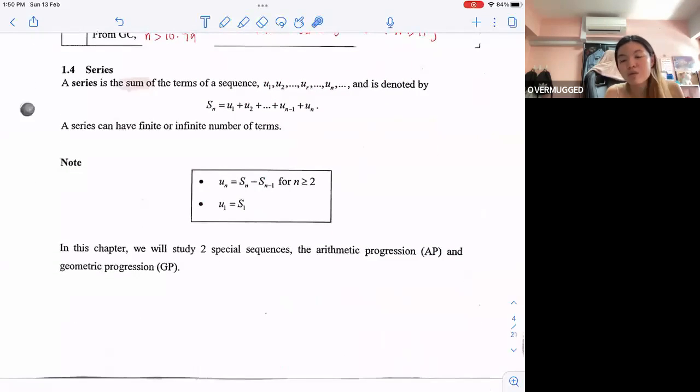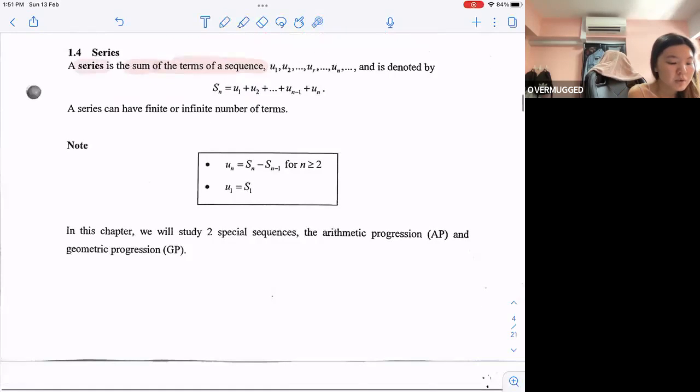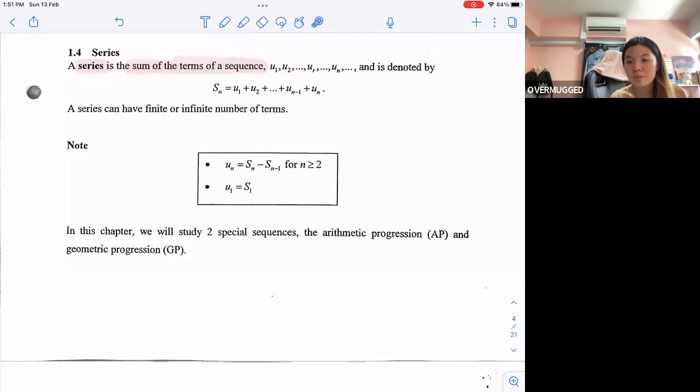So what we've been talking about so far is sequences. Now, let's turn our attention to what a series is. You can see over here, a series is a sum of the terms of the sequence. So for instance, our sequence may have U1, U2, all the way until UN, but the series will be the sum of the terms inside the sequence. So it will be U1 plus U2 plus so on.